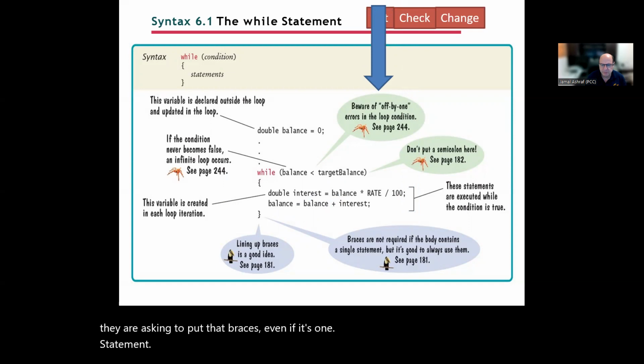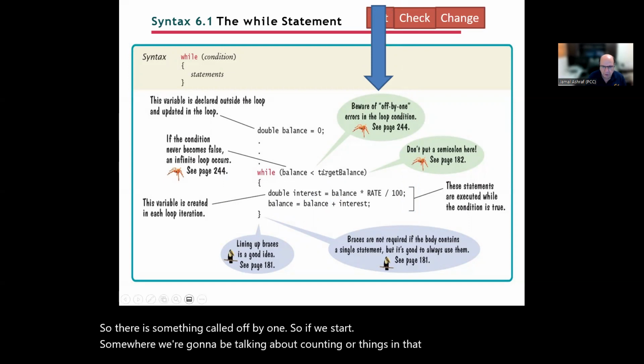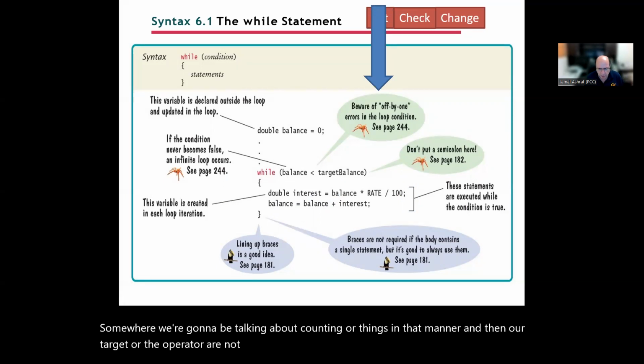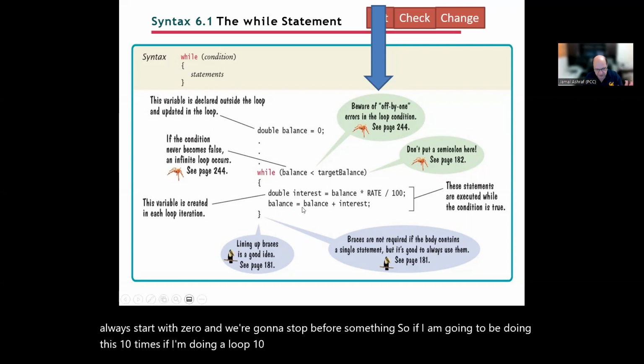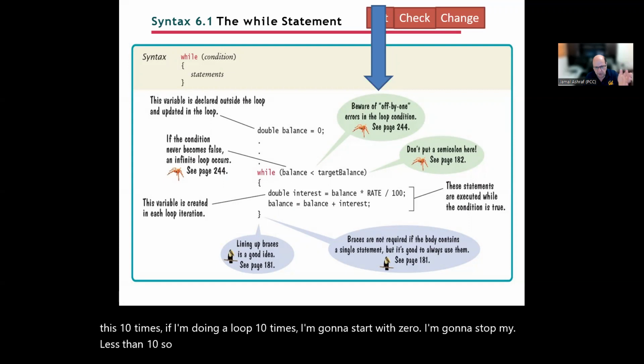So there is something called off by one. Somewhere we're going to be talking about counting or things in that matter, and then if our target or the operator are not done correctly, we could be off by one. So we always start with 0 and we're going to stop before something. So if I'm doing a loop 10 times, I'm going to start with 0. I'm going to stop at less than 10. So my count is going to be 0, and I'm going to stop at 9. 0 to 9 is going to give me 10.